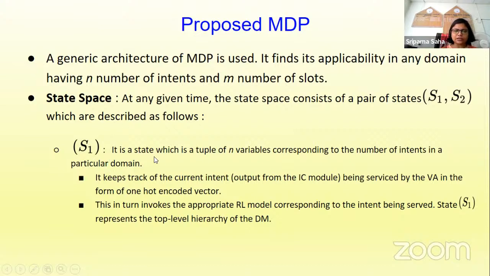So S1 keeps track of the current intent output from the IC module being serviced by the VA in the form of a one-hot encoded vector. This in turn invokes the appropriate RL model corresponding to the intent being served. State S1 represents the top level hierarchy of the dialog manager. S1 represents the intents which are present in a particular utterance. It is a binary representation. The length of S1 is equal to the number of possible intents, and at a time, multiple intents can be present in a particular dialog.